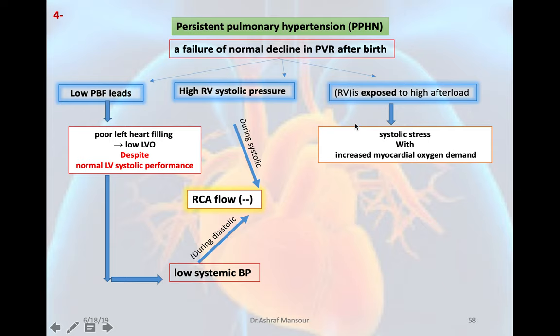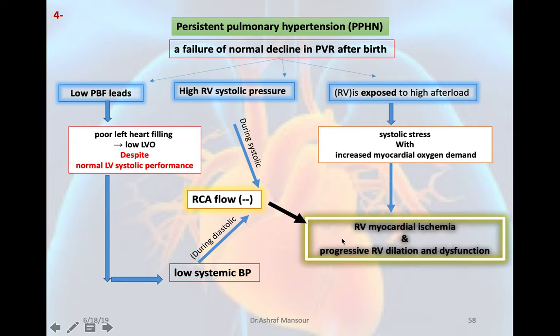The right ventricle exposed to the high pulmonary hypertension will be affected more, as we know that there is poor left heart filling and the left ventricular output is less, and we know that the right coronary artery flow will be affected during systole and during diastole. So this will lead to right ventricular myocardial ischemia and progressive right ventricular dilatation and dysfunction. This is the end result of any case of persistent pulmonary hypertension.